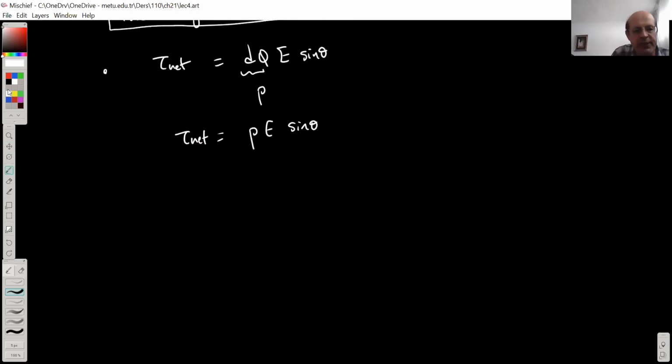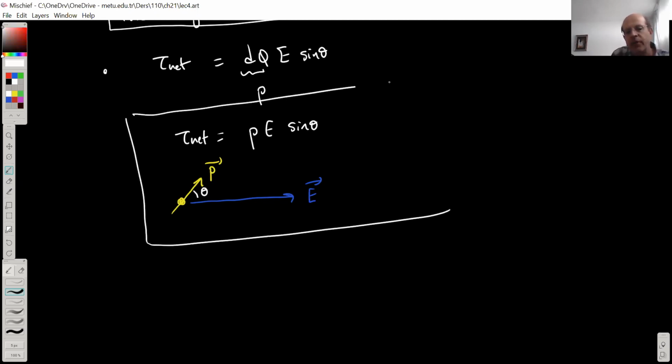So let me show this picture like that. This is the dipole moment vector. This is the electric field vector. Theta is the angle between them. In this kind of a situation, the torque has a magnitude which is given as the product of these two vector quantities' magnitudes multiplied with sine theta.